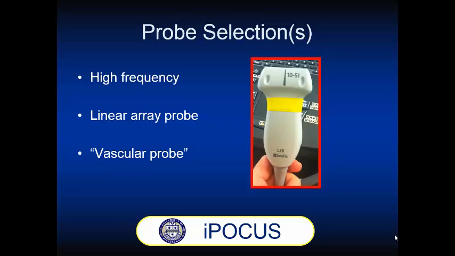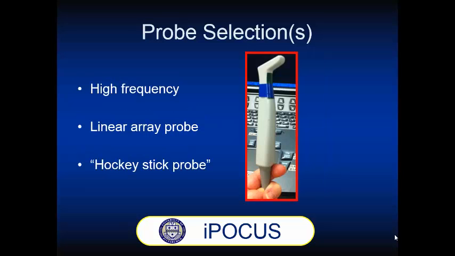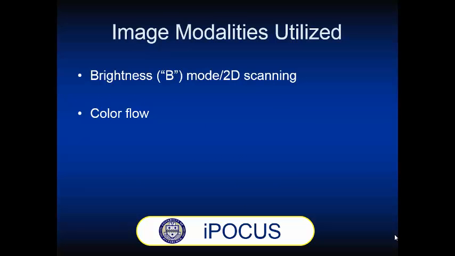To begin with, since vessels are relatively superficial structures, we select a high-frequency transducer such as the linear array vascular probe shown here. Another option is this hockey stick probe, which has a smaller footprint and therefore can be used on smaller areas or in infants, for example, with small arms. When using ultrasound for venous access, the brightness or 2D mode is used, and you have the option of applying Doppler color flow if needed to distinguish vessels.